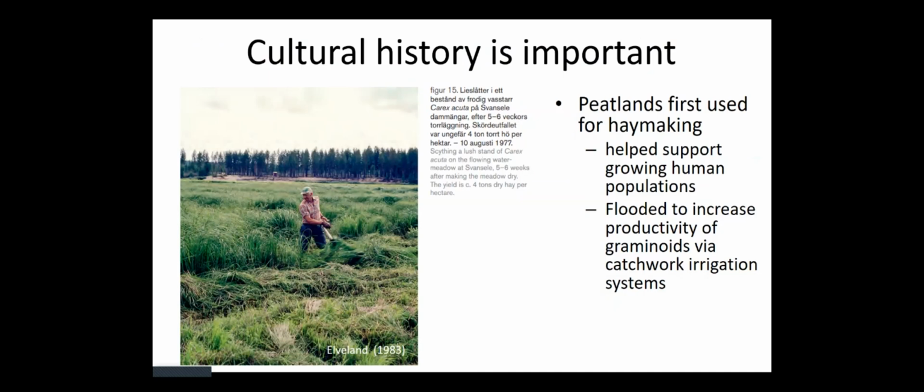Peatlands played a key role for the expansion of agricultural practices in northern Sweden and supported a growing human population by providing hay for farm animals. This meant that areas were often managed by flooding to increase productivity of grasses or graminoids via catchwork irrigation systems.